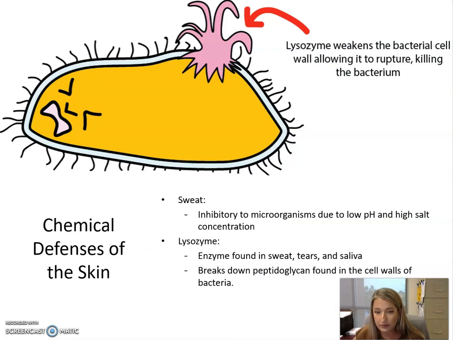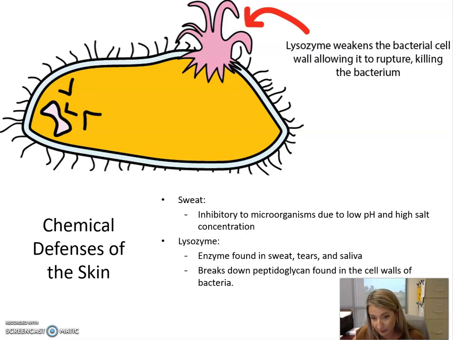A few more chemical defenses are things like sweat. So obviously, we secrete sweat from sweat glands on our skin. Sweat is slightly acidic, so that again also kind of contributes to the low pH of the skin. But more importantly, sweat has a high salt concentration, and we know that most bacteria do not prefer to live in an environment where there's a high salt concentration, because it creates a hypertonic environment, and the bacteria will shrivel up and die.